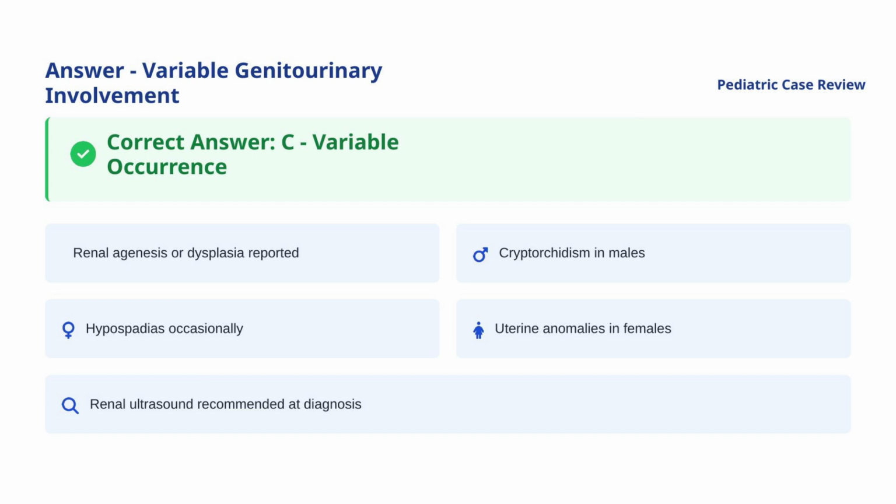Renal ultrasound should be performed at diagnosis to identify structural anomalies. Cryptorchidism requires urological referral. Regular monitoring of renal function is appropriate.